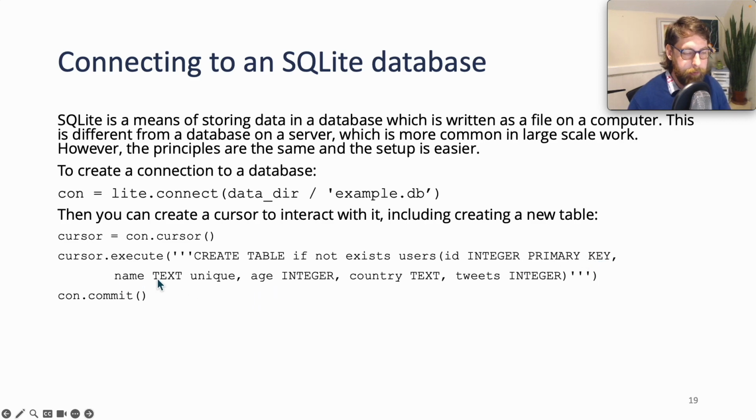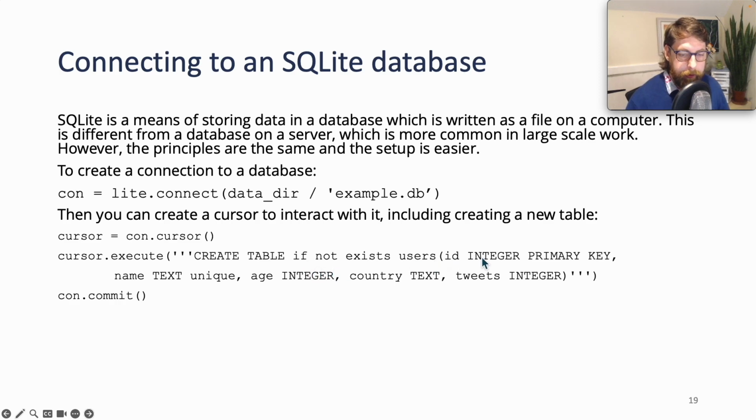Then we have name, which is going to be a text, and it's going to be unique. Age is an integer, country's text, and tweets are integer. So it's pretty similar to the sort of data structure that we saw in Python. But there are some detail differences. You'll notice that some of these are in uppercase. That's more by convention. SQL generally is not case sensitive, but we often put these commands in uppercase.